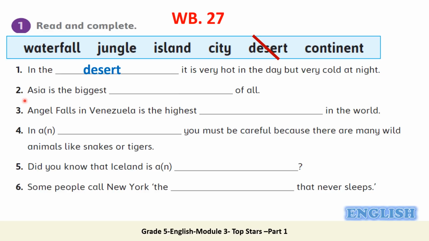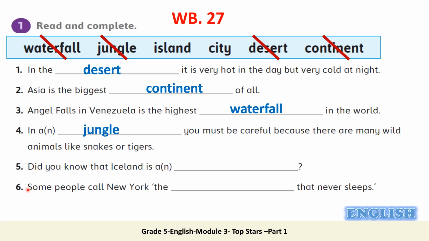Number 2. Asia is the biggest space of all. Of course, it's the biggest continent. Number 3. Angel Falls in Venezuela is the highest space in the world. Angel Falls, it is the highest waterfall. Number 4. In a space, you must be careful because there are many wild animals like snakes or tigers. Snakes and tigers, yes, very good.